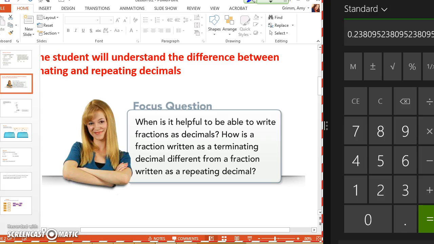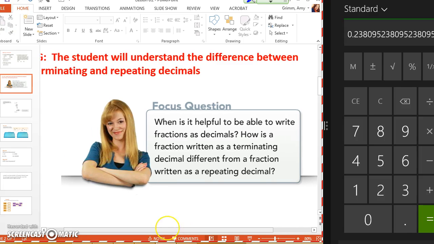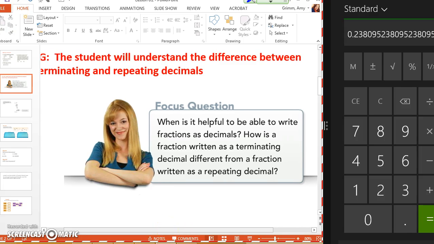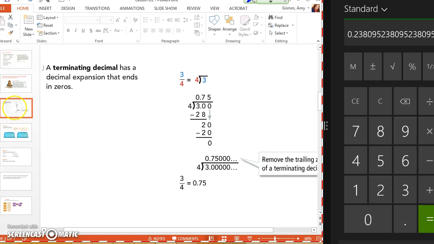All right, learning goal today, you're going to understand the difference between terminating and repeating. I think this is pretty easy to do today. A terminating decimal just means the decimal stops. Lots of decimals in the world stop. All the money that we deal with, $10.34, that stops. There's nothing after it.